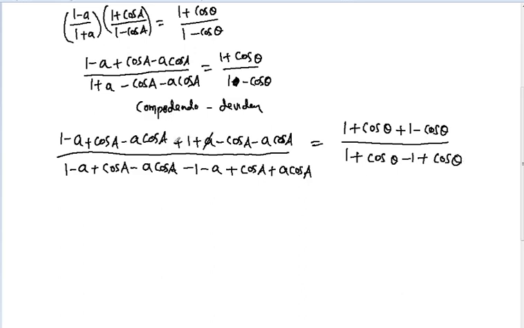It is plus a minus a cancelled, and cos a minus cos a cancelled. That is, here is minus 1 plus 1 cancelled, and minus a cos a plus a cos a cancelled.